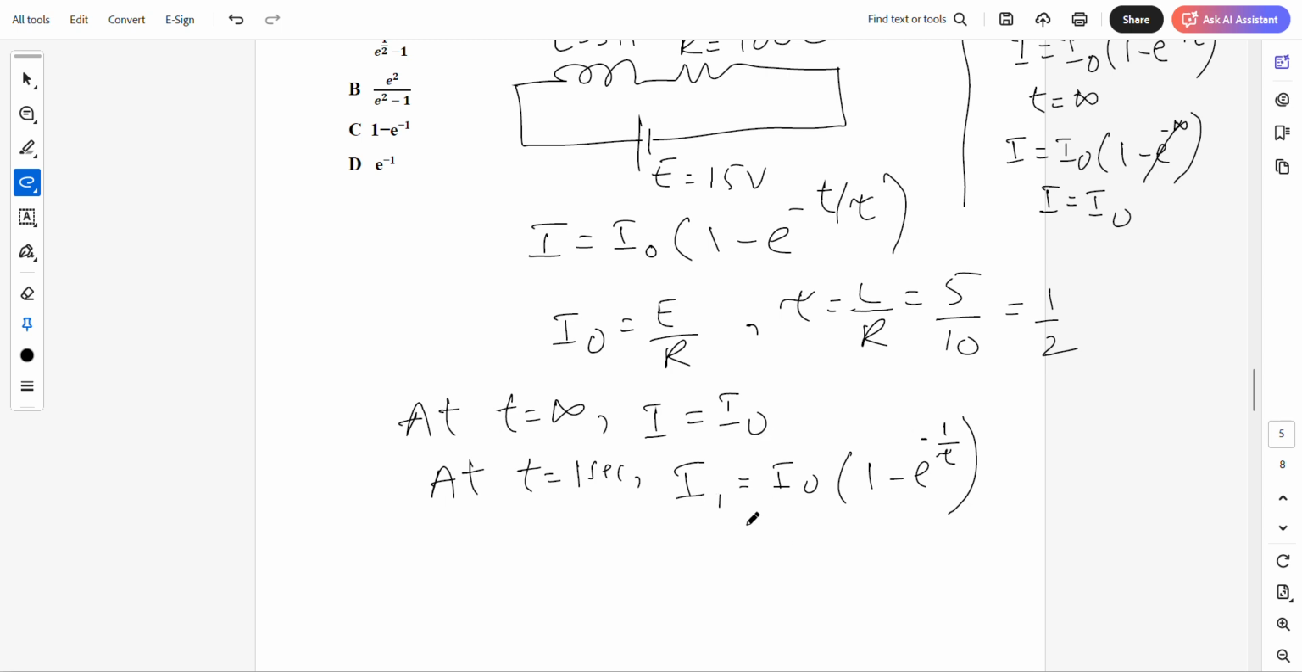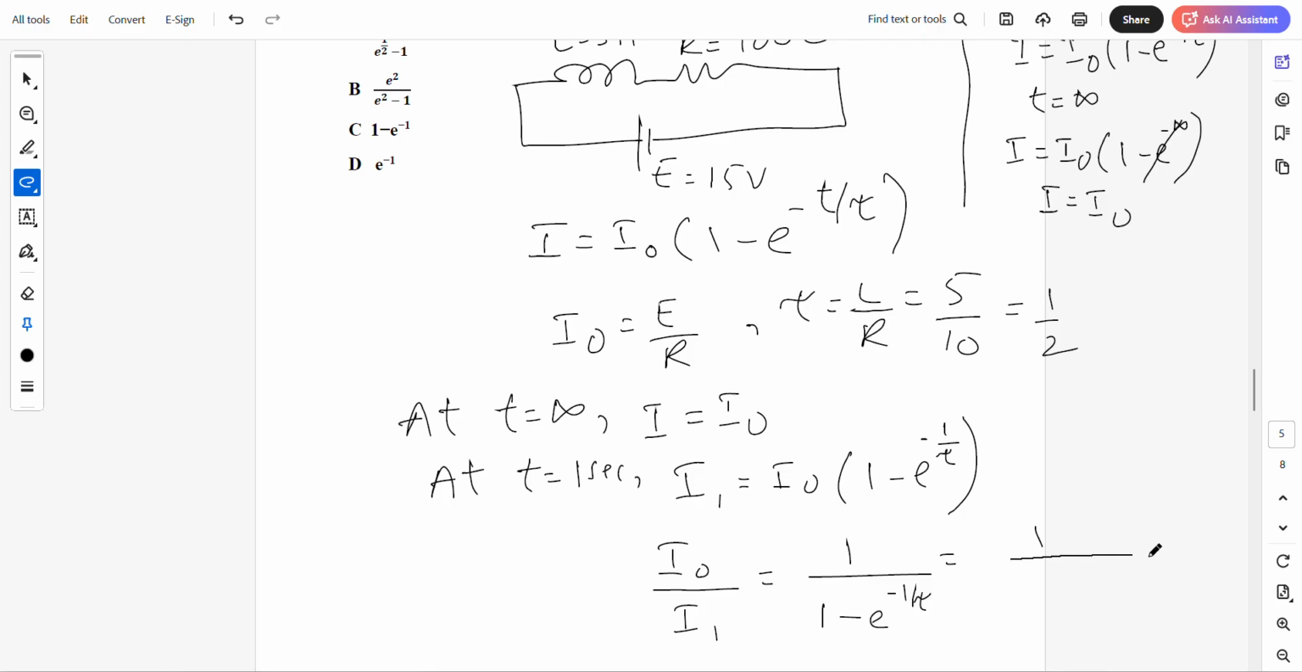Now you have to calculate the ratio of I naught by I1. I naught by I1 will be equal to, from here we can see, what is I naught by I1? That is equal to 1 divided by 1 minus e to the power of minus 1 by tau.